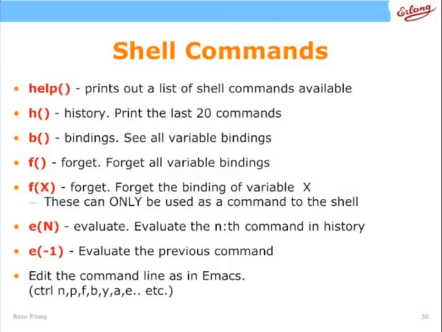And finally, the e command will evaluate the nth command in the history, because the commands are numbered by the corresponding number in the prompt. If you type e(-1), that gives you the previous command. e(-k) gives you the kth previous command. You can also use the up and down arrow keys to scroll up and down the command history. Okay, let's take a look at an example of those now.